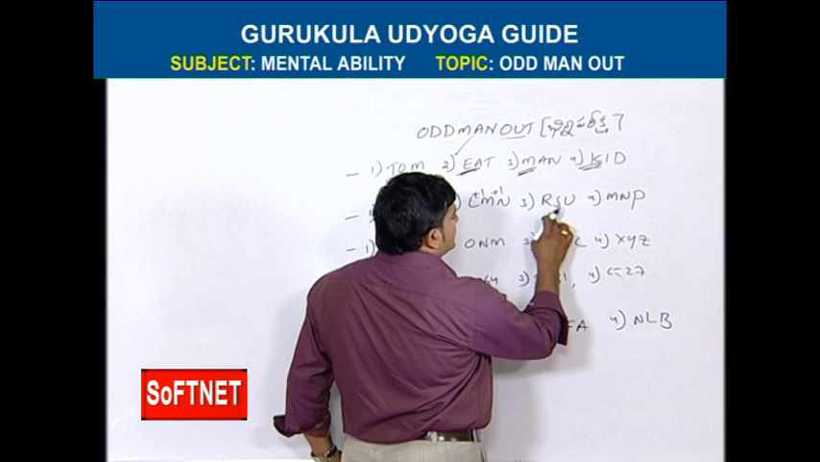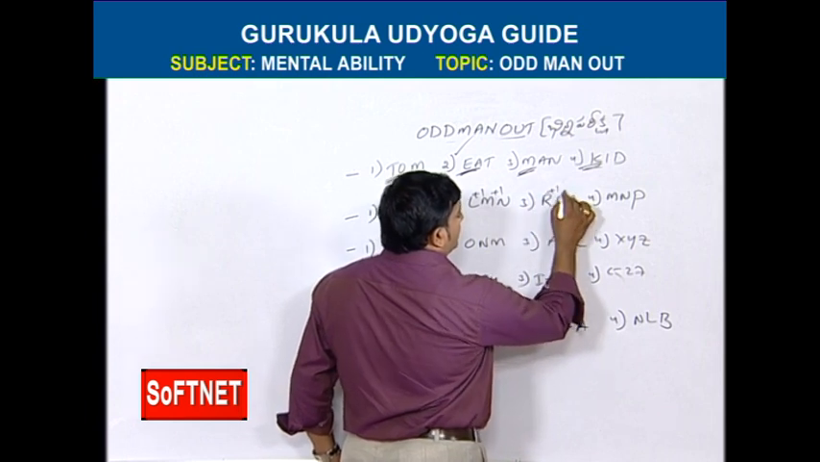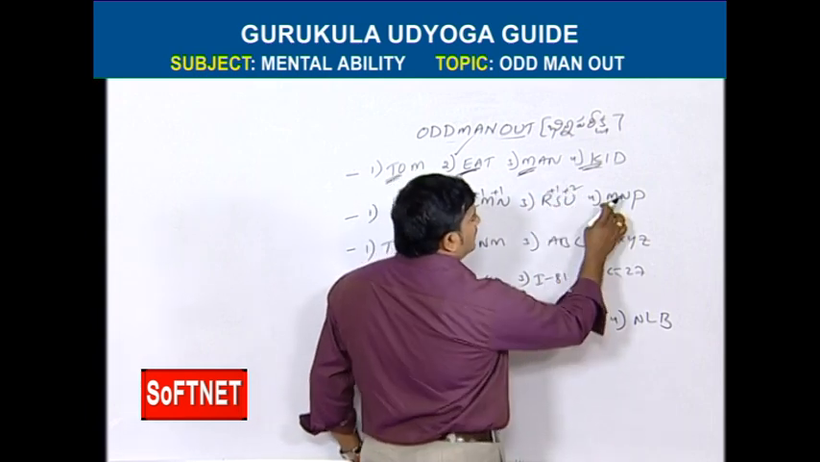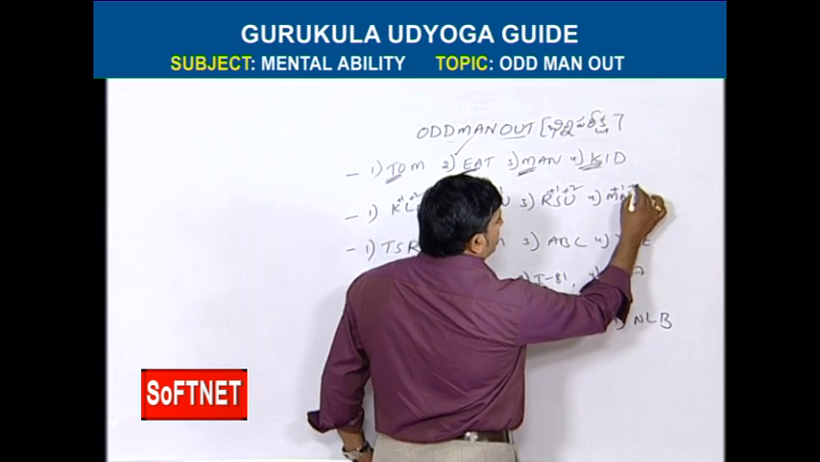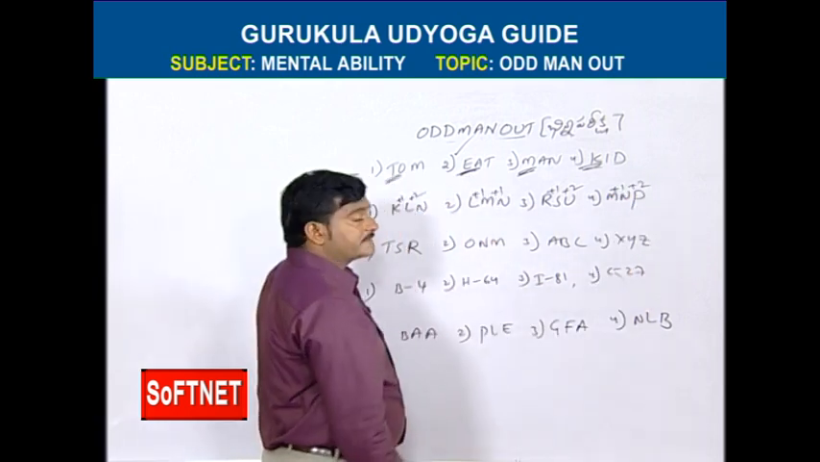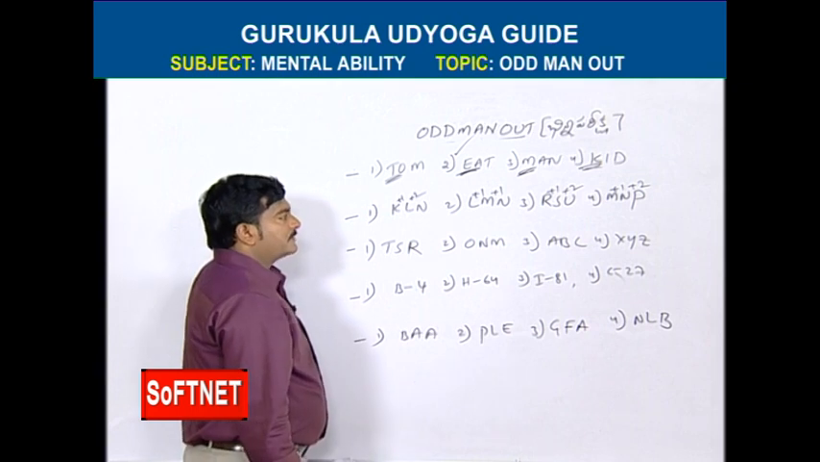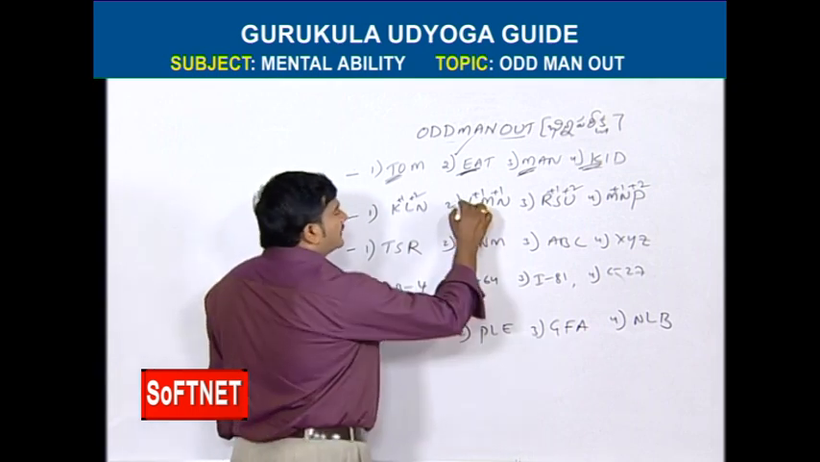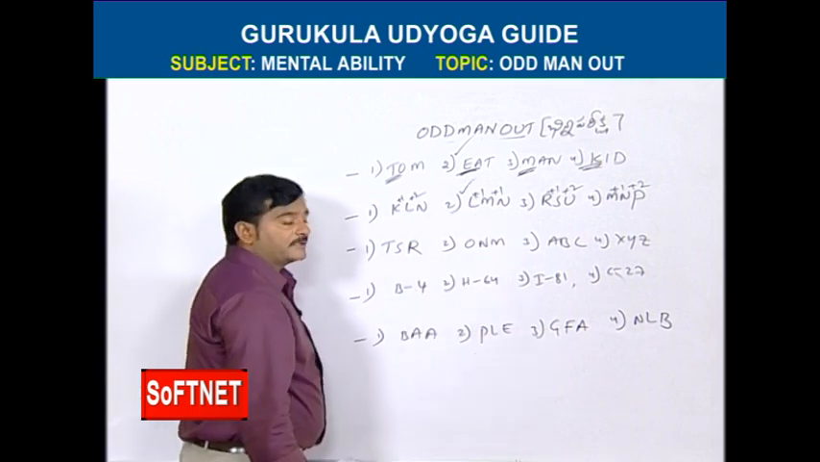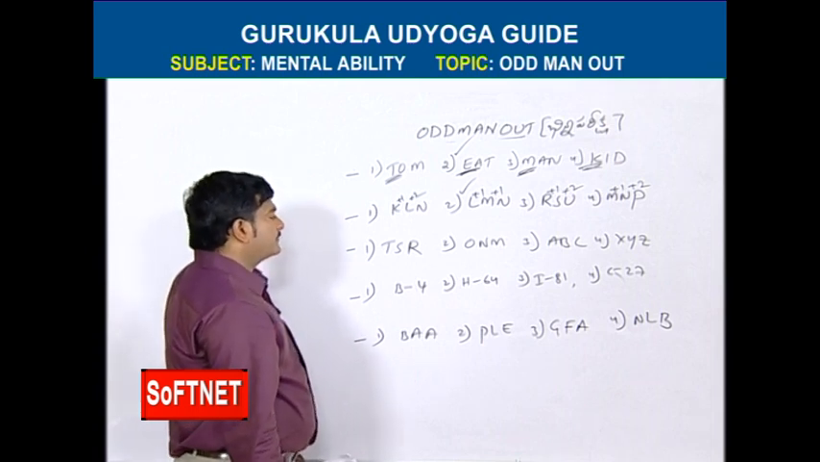R S. 18, 19 means plus 1. 19, 21 means plus 2. N means plus 1. N, 16 means plus 2. So it's very clear. Plus 1, plus 2 in all the cases except in the second option. That's why the answer is the second option.